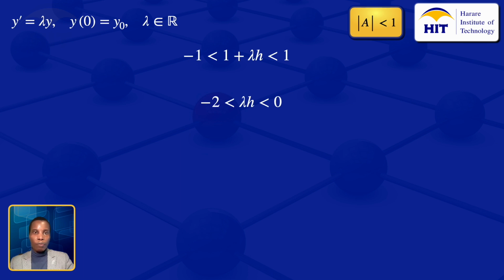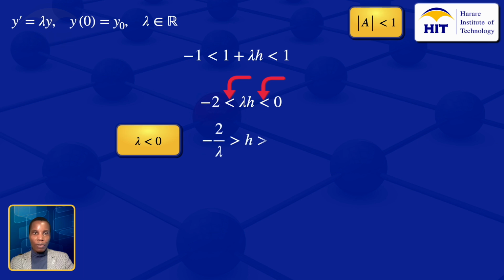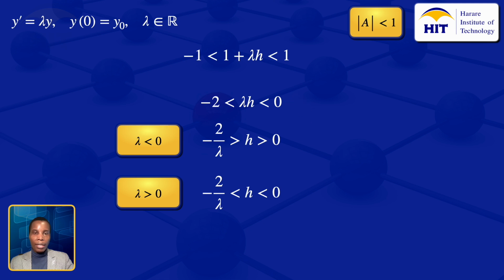But in this case, we are looking for the expression for h. So we need to make h the subject here. But to make h the subject, we have to divide by lambda. But when you are dealing with inequalities, when we divide by a negative number, the sign changes. So we have to look at two cases. If lambda is less than 0, then these two signs change. Then we would have minus 2 divided by lambda greater than h, then greater than 0. Then the other option is if lambda is greater than 0. If lambda is greater than 0, when you divide by a number that is greater than 0, the signs do not change. So this expression becomes minus 2 divided by lambda less than h less than 0.